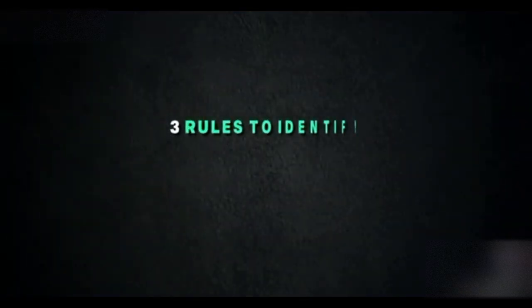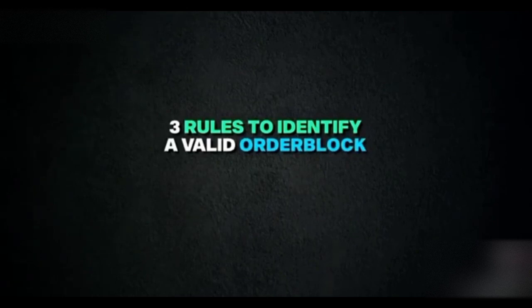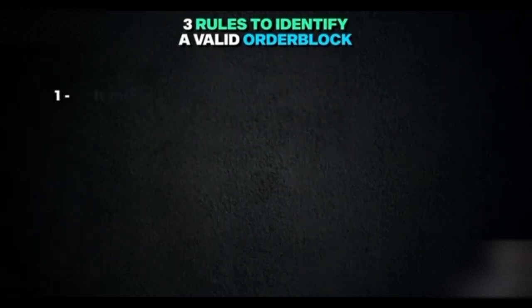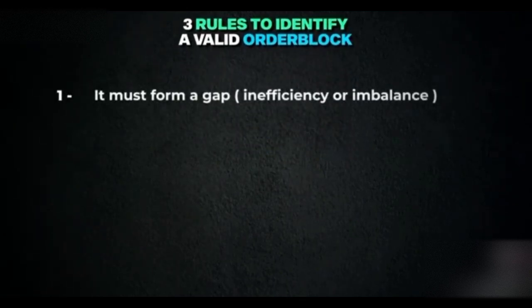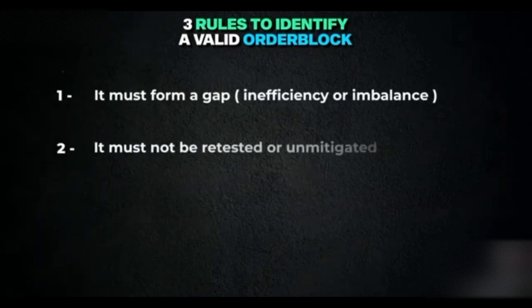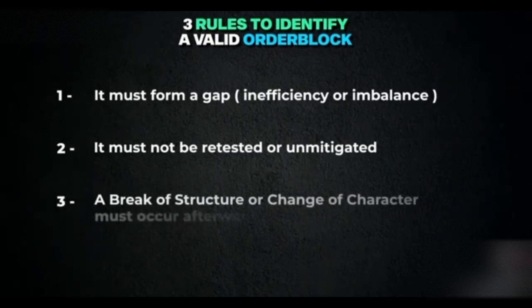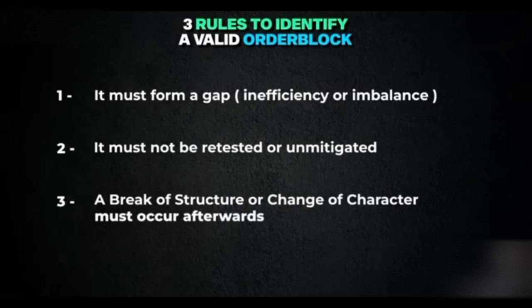So, to recap, the 3 rules to identify a valid order block are: first, it must create a gap, also known as inefficiency or imbalance. Second, it must remain untested or unmitigated. Third, a break of structure or change of character must occur afterward.